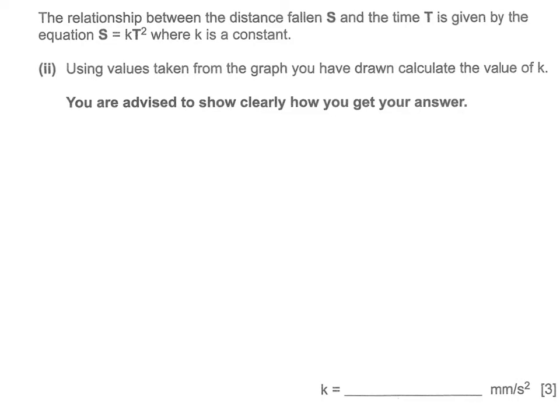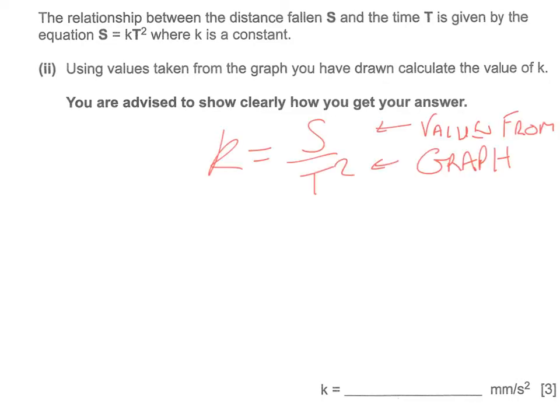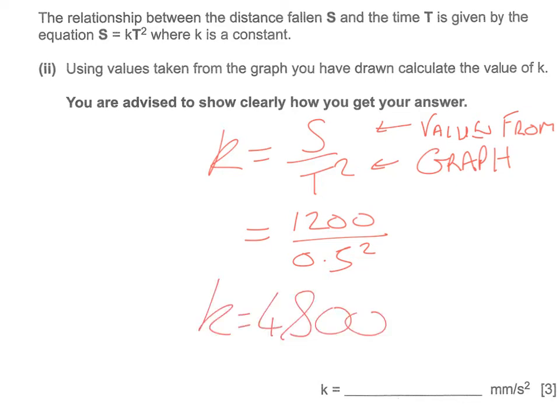Okay, so s is equal to k times t squared. So what you're going to want here is a value somewhere on your graph line that you can read easily, an accurate value of s and t, and then you square t, and k is going to be s over t squared. So you're going to look at your graph and find some suitable values of s and t squared for those. So I'm taking these last values, 1200 millimeters fallen in half a second, so 1200 over 0.5 squared. And that's that.